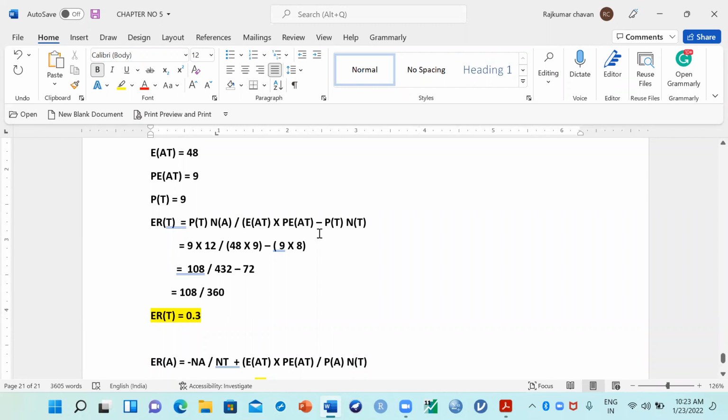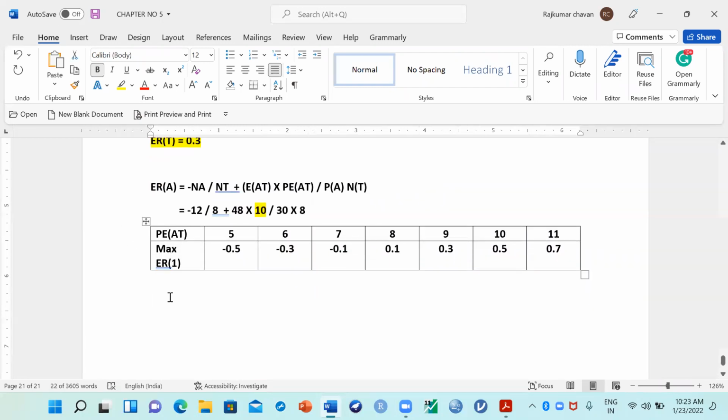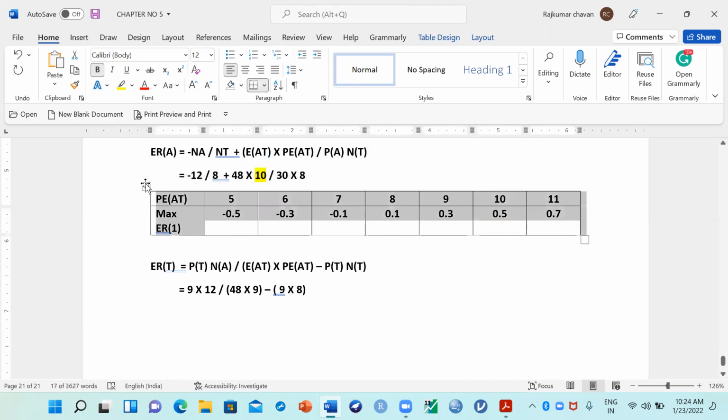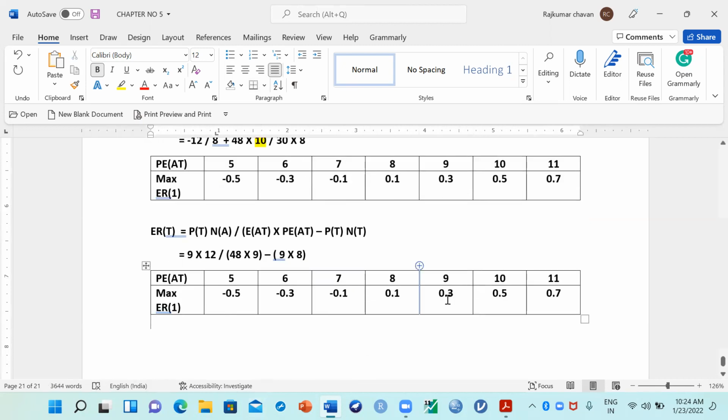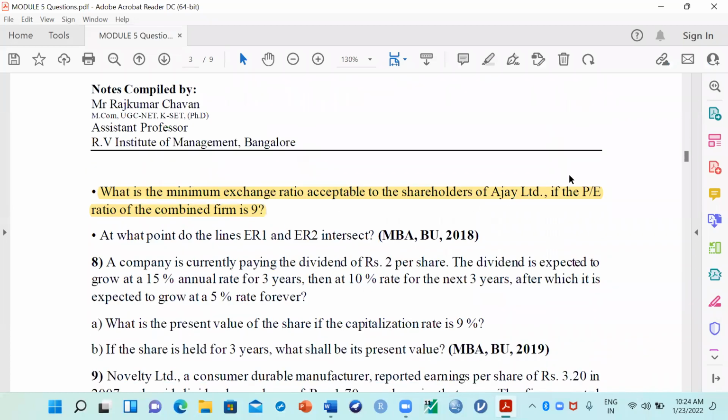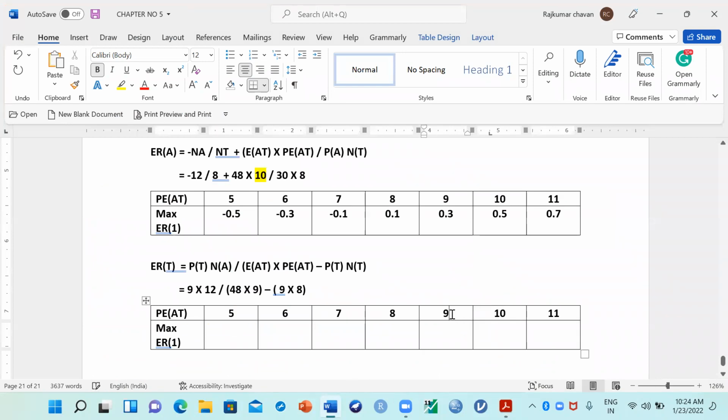Case 2. I'll just copy this table here. Same assumptions you have to take here also. What was the second case? What was the P/E ratio in the second case, the combined P/E ratio? It is 9, right? When the P/E ratio of the firm is 9, if we want to give to the shareholders of Ajay Limited, right? 9. So here it is 9, right?